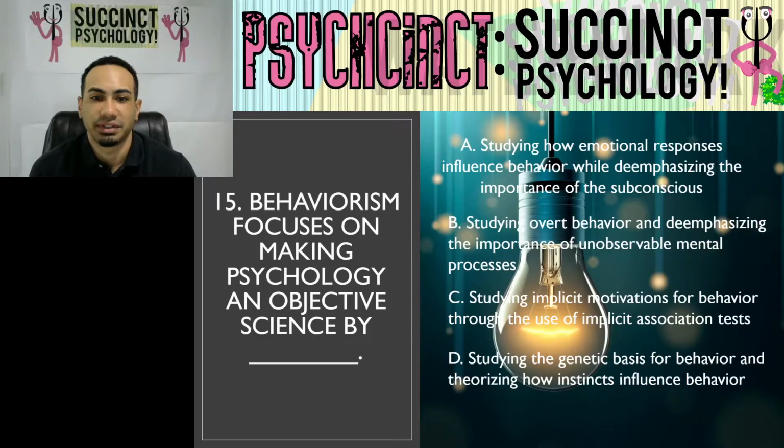Alright, so behaviorism and objective. Those are the two biggest words in that question. Let's see, so studying emotional responses, that doesn't sound very objective, so probably not A. Studying the genetic basis for behavior and theorizing how instincts influence behavior. If you chose B, studying overt behavior and de-emphasizing the importance of unobservable mental processes, you chose right. B.